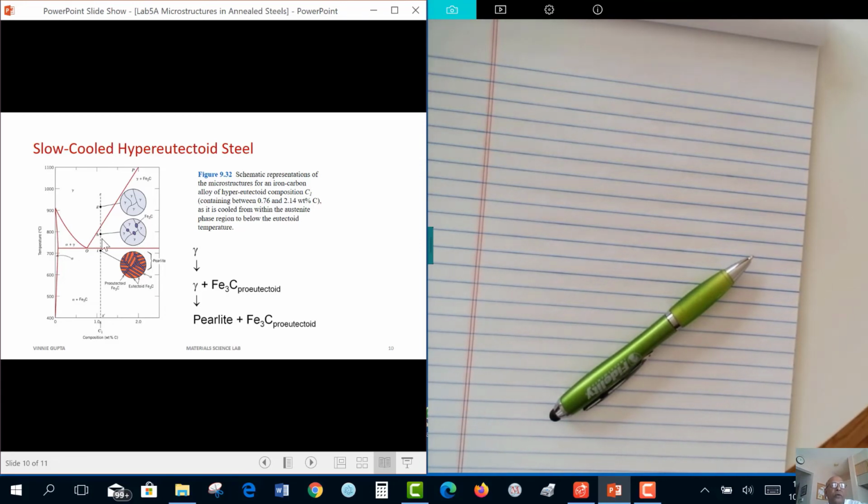So when we cool it slowly below the eutectoid temperature at point I, all of this gamma is going to transform into pearlite. So we will end up with two structures. We will have this cementite and we will have pearlite, which is a two-phase structure.